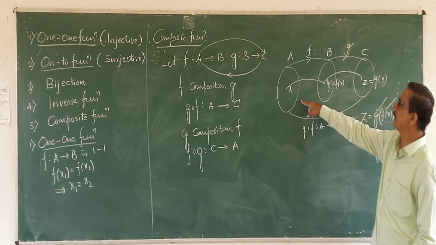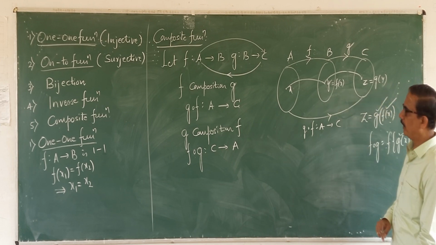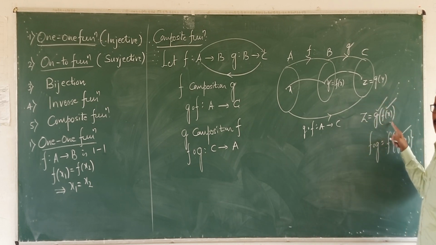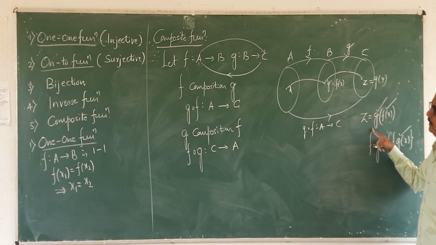Okay. The image of X is y. The image of y is Z. That is, Z is equal to G of y, that is G of F of X. This is known as F composition G.